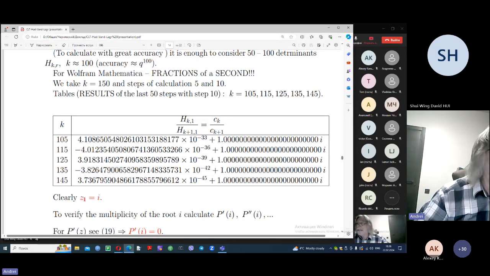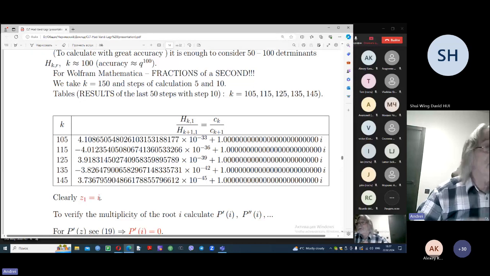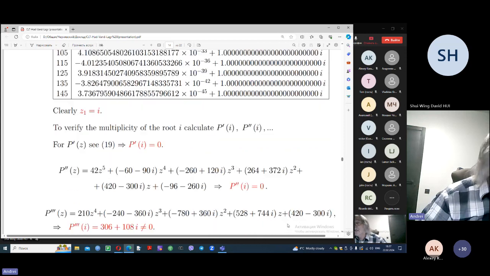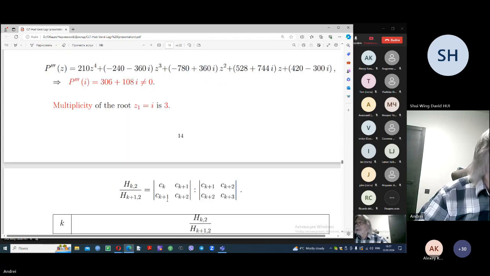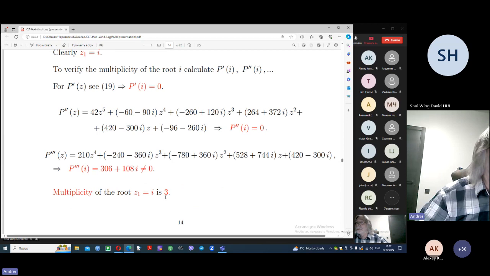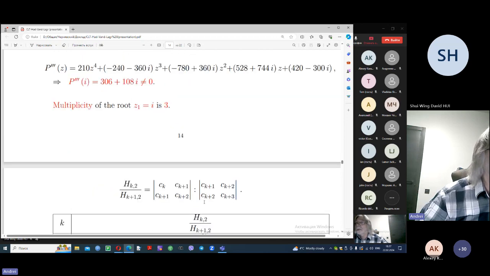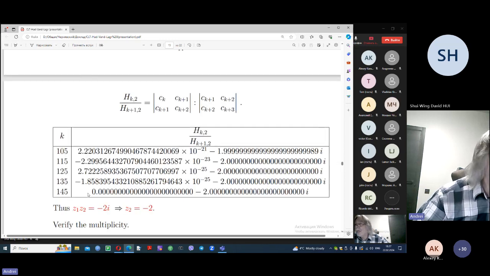So clearly, according to the theorem, our first root is I, and calculating its multiplicity again by Wolfram Mathematica, we see that its multiplicity is 3. Okay. Now let's calculate the second root. To calculate the second root, we have to calculate the corresponding ratio of determinants. Again, by the same procedure, we have all zeros.